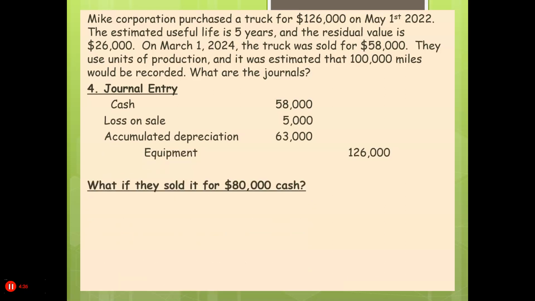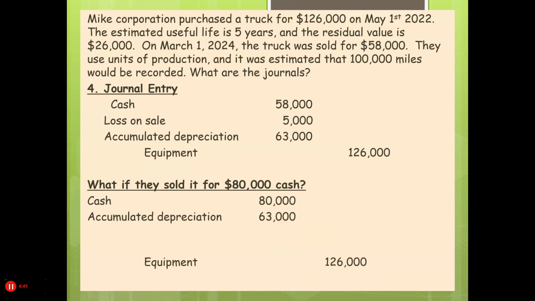Now, what if we'd sold it for 80,000? Well, we'd record the cash, take the accumulated depreciation off the books, take the old equipment off the books, and we have a gain. And that concludes this presentation.